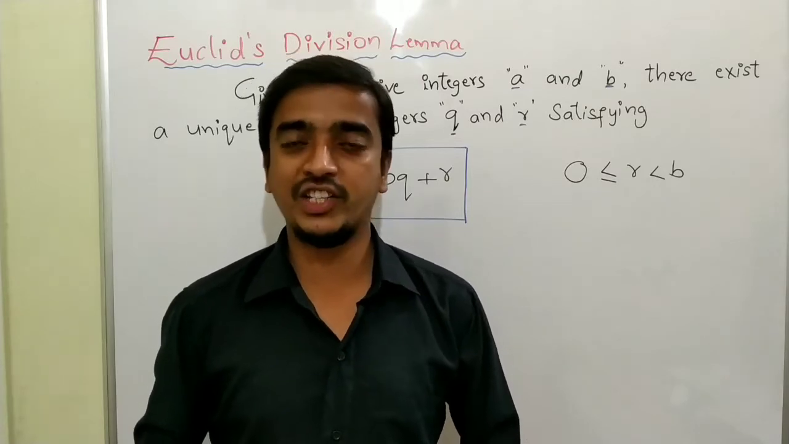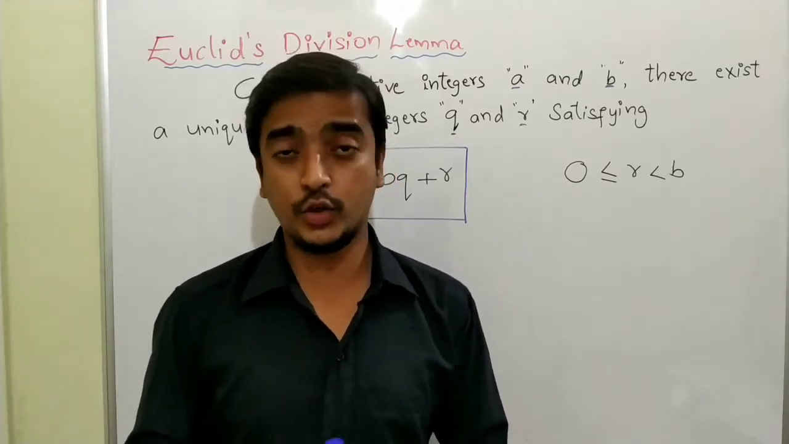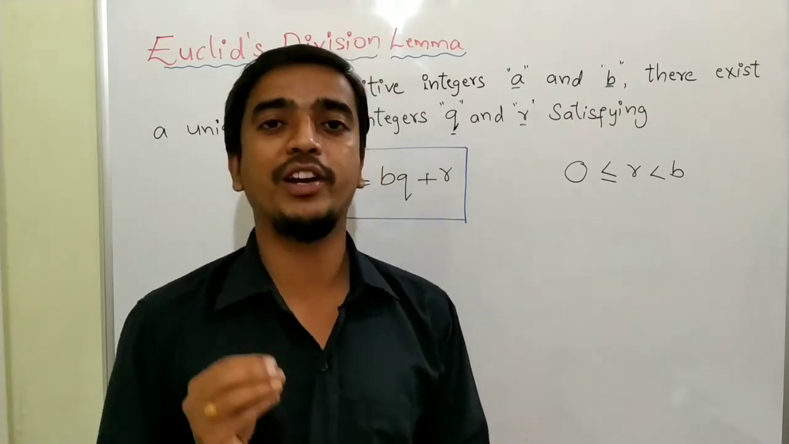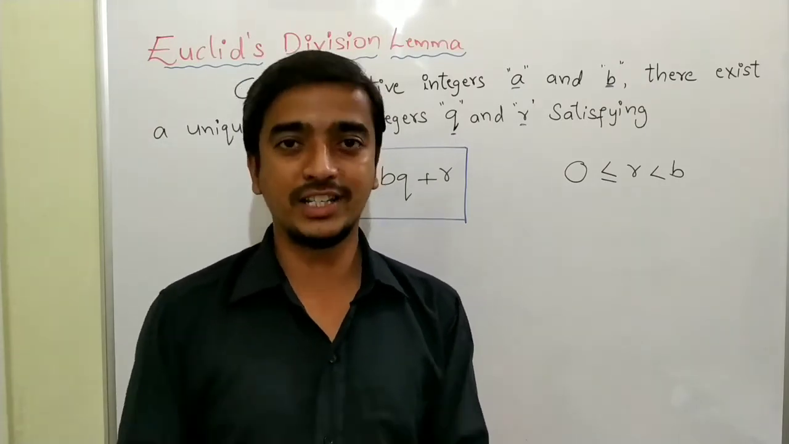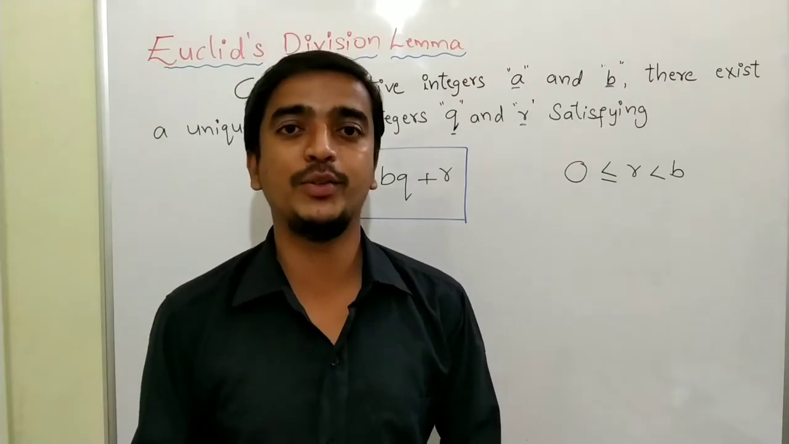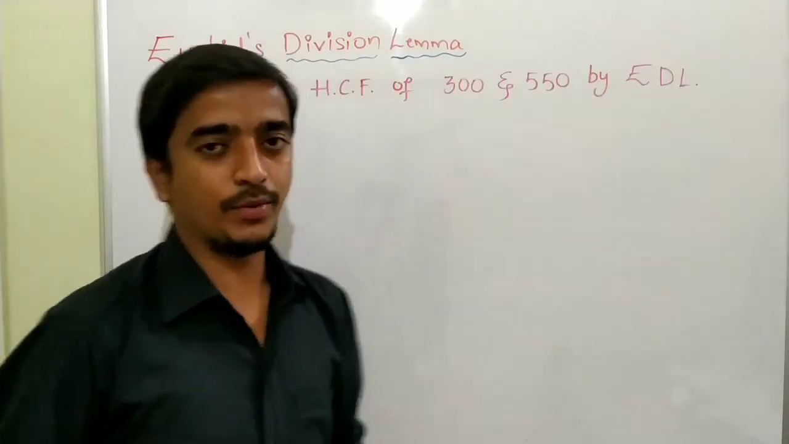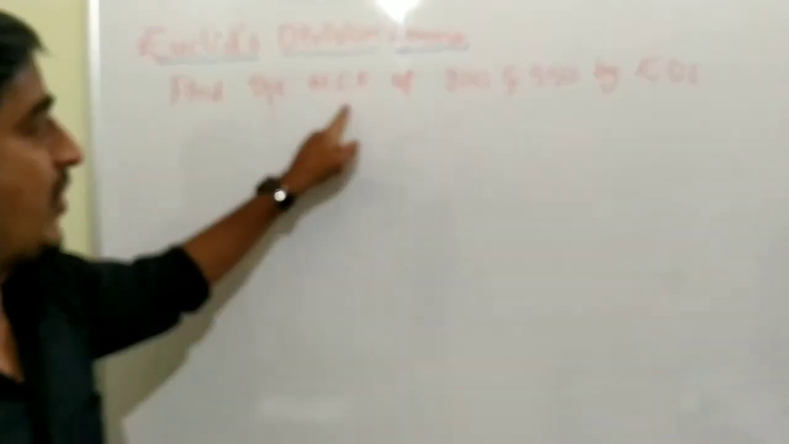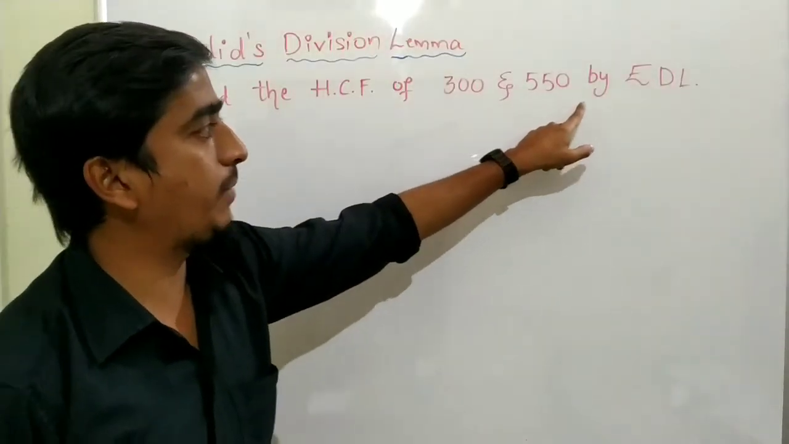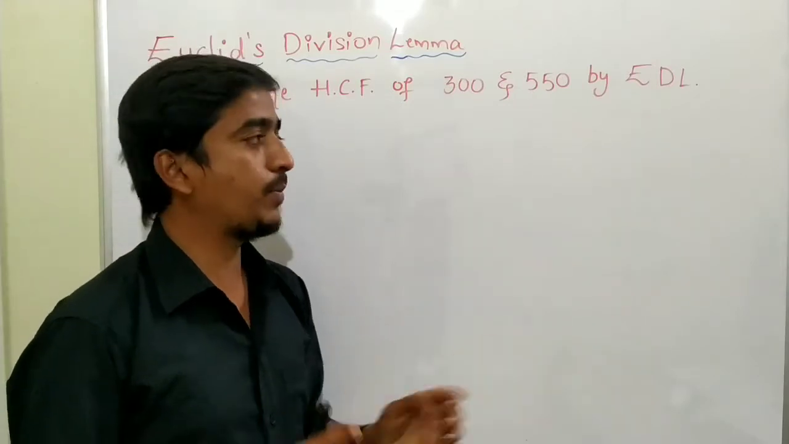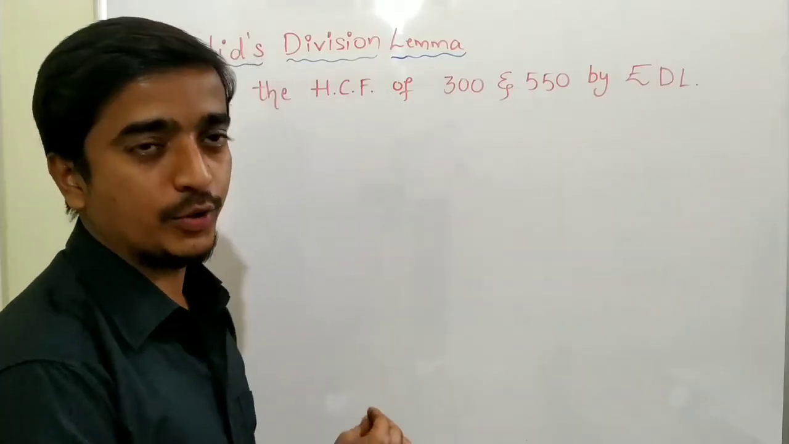Euclid's division lemma is one of the techniques to find the highest common factor of any two numbers. So by using Euclid's division lemma, we can find the HCF also. Let us see how, with an example: find the HCF of 300 and 550 by Euclid's division lemma.